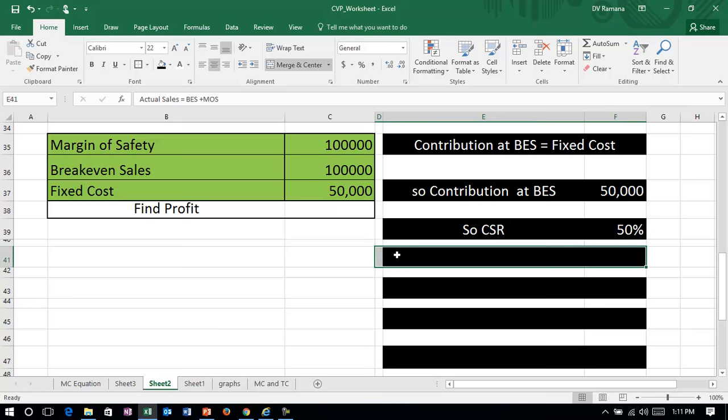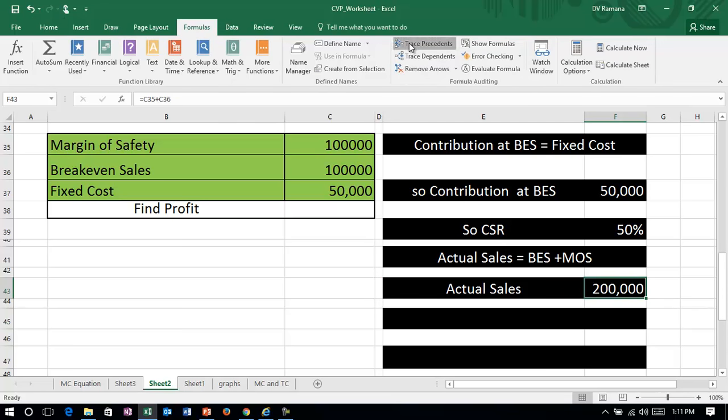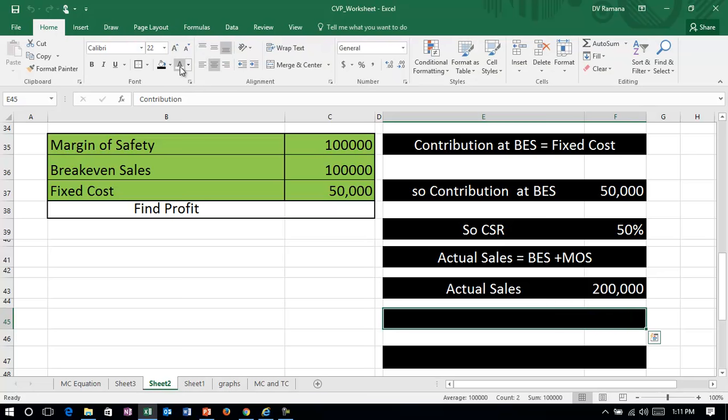And with this break-even, actual sales is equal to the break-even sales plus margin of safety, where the margin of safety is the excess of sales over the break-even sales. So actual sales is equal to the break-even sales plus margin of safety. So therefore actual sales in this case is 200,000, and so contribution when the actual sales is 200,000 is 100,000.